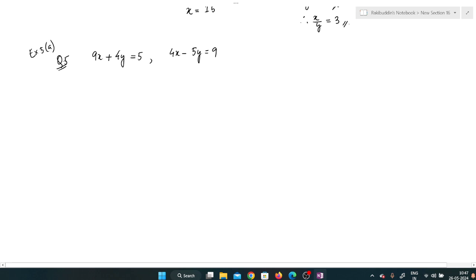In this, we have learned the substitution method, but we will use it only if the variables have no coefficients. But here you can see the variables have coefficients, x has 9 and y has 4, and in the second equation x has 4 and y has 5. So here we will not apply the substitution method. I suggest that if the variables have coefficients, try to use the elimination method.